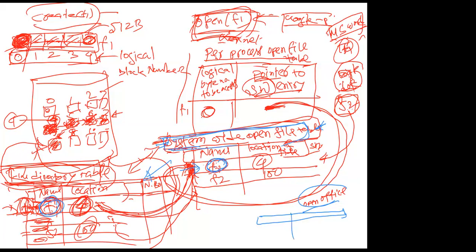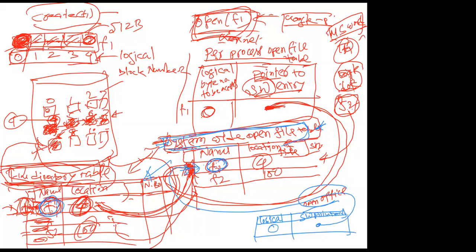Okay, then F1 is already here. So OpenOffice also maintains these two pieces of data: the logical byte to be accessed, and the system-wide pointer. The logical byte number accessed is, let's say, 0 in here, and the pointer will be the same pointer as in here.